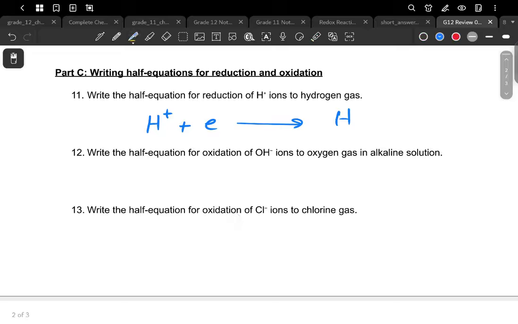But as I said several times before, hydrogen is a diatomic molecule. It exists naturally as diatomic, like H2. So we need to add 2 and 2. So now the equation is balanced.